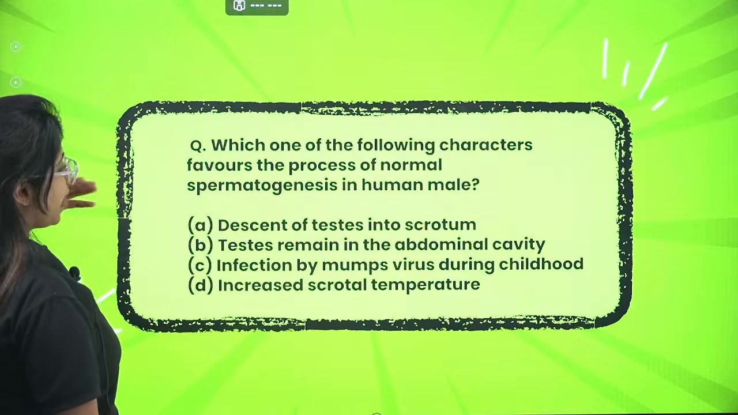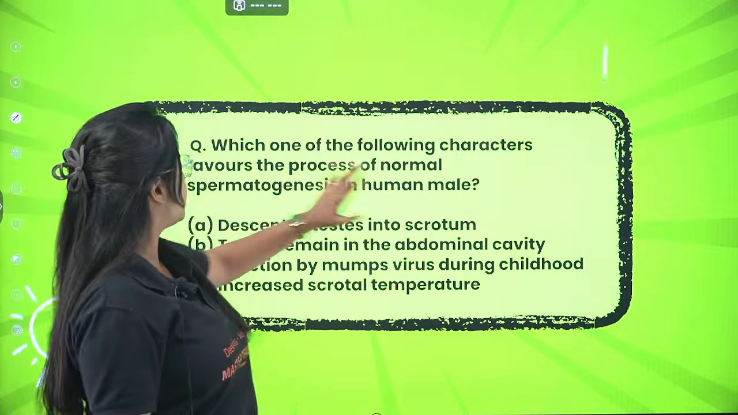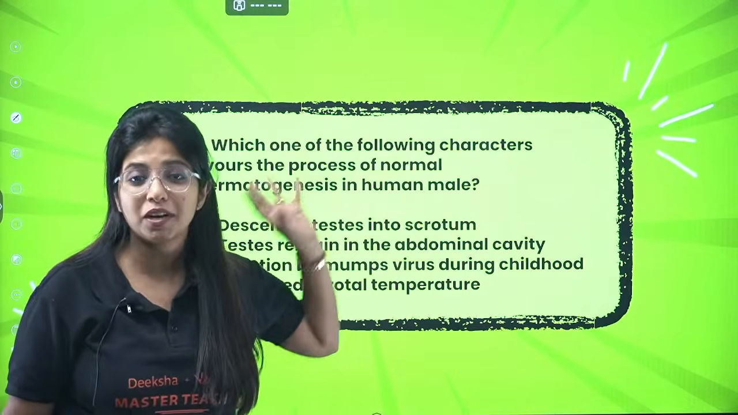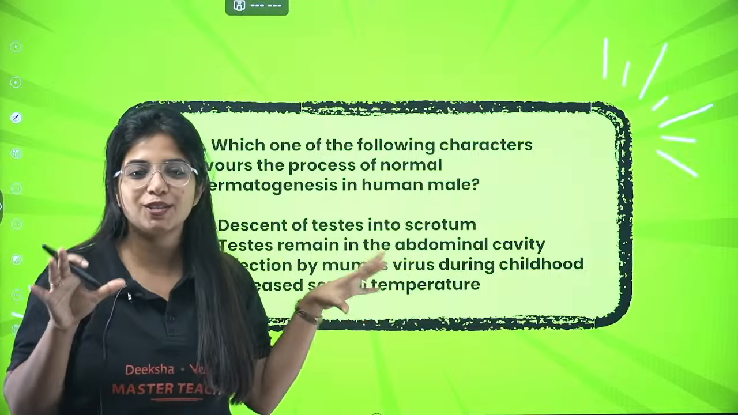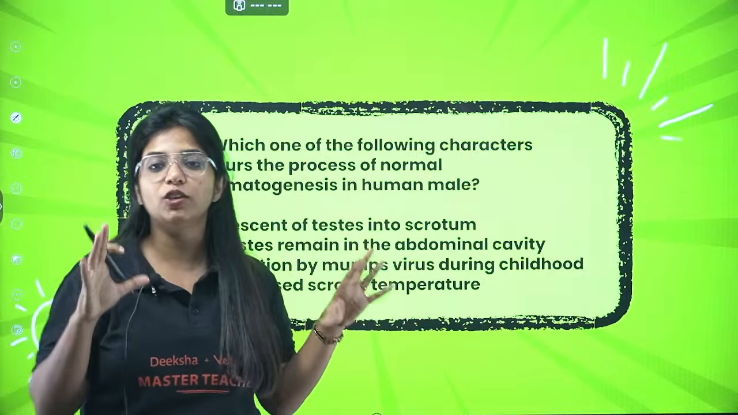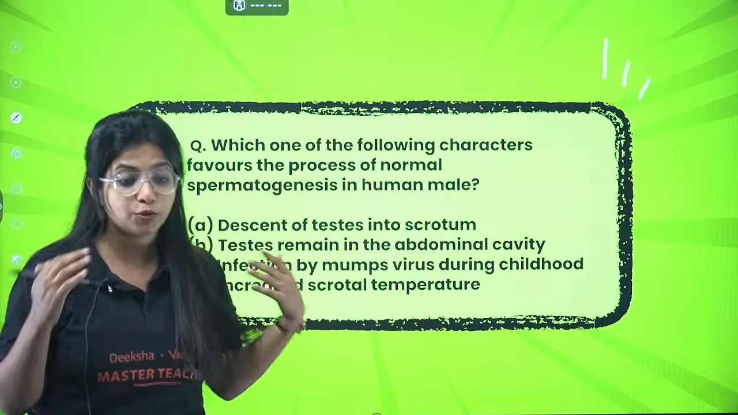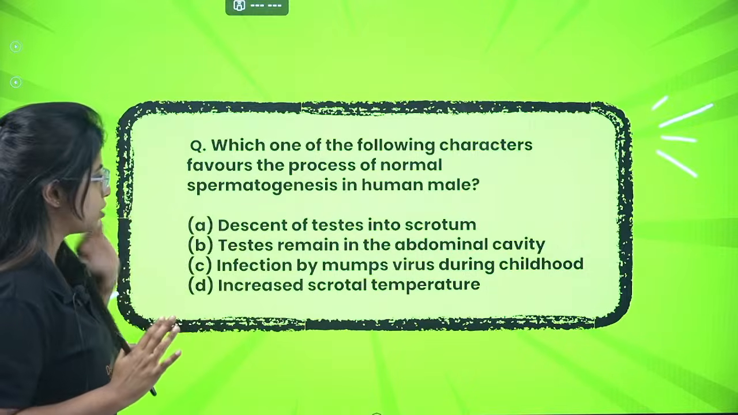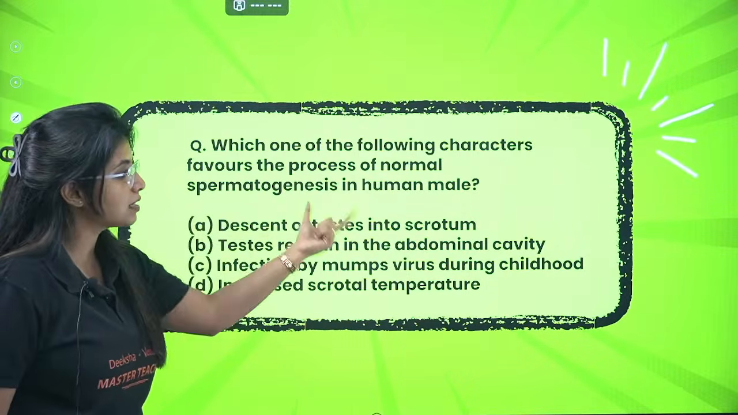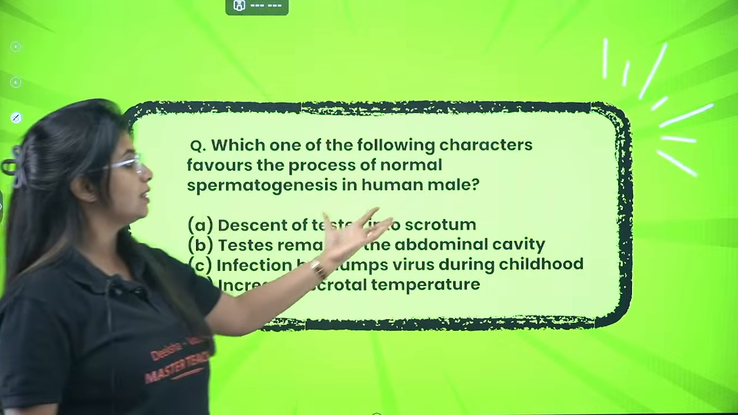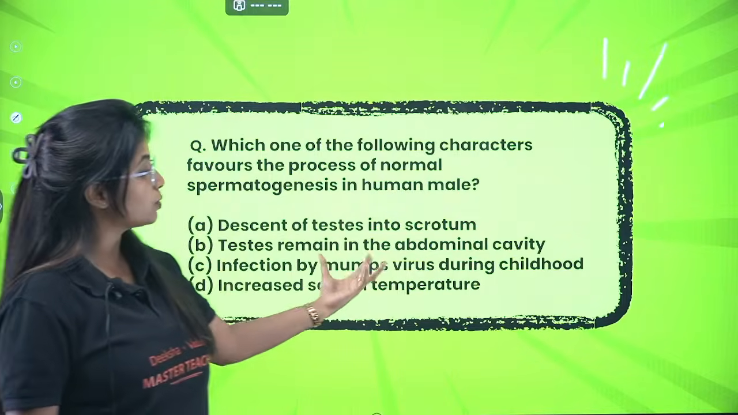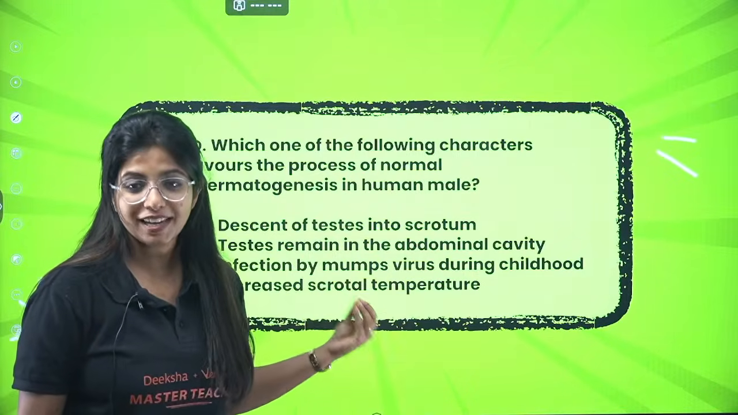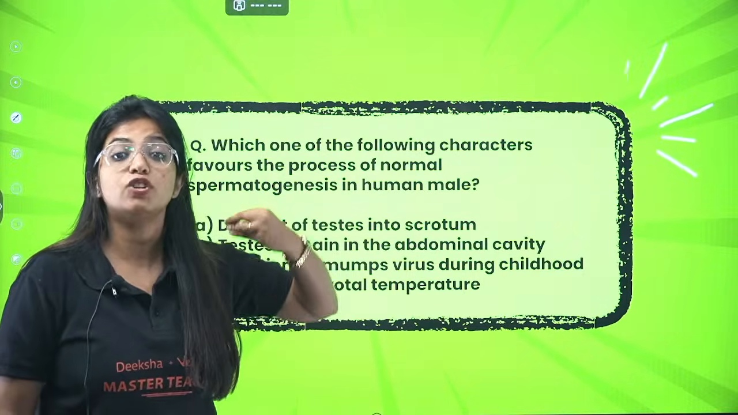Cool. Now going ahead to the next question: which one of the following characters favors the process of normal spermatogenesis in the human male? As in the normal process of formation of sperm in the human male. Which of the following is going to favor it? The options are: descent of testis into the scrotum, testis remaining in the abdominal cavity, infection by mumps virus during childhood, and increased scrotal temperature. Which one do you think is going to help?